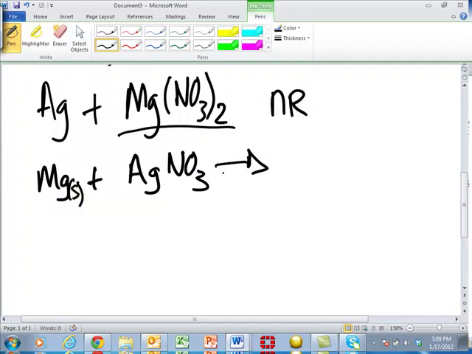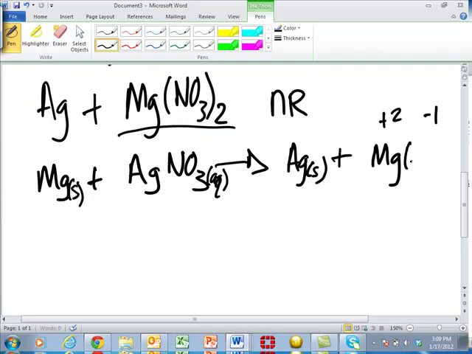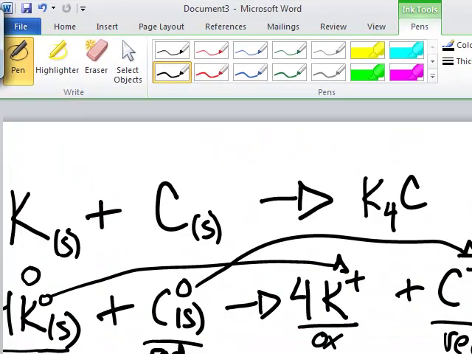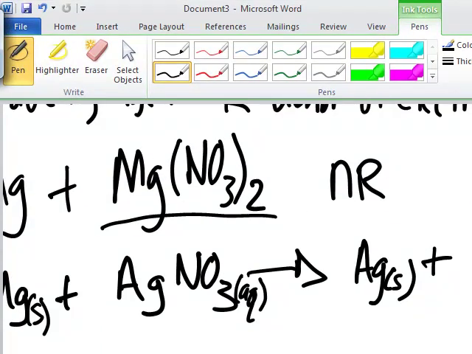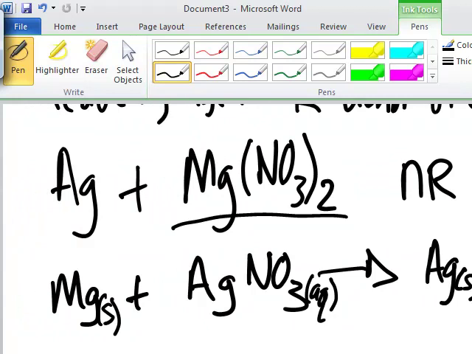so we start with solid magnesium here and an aqueous solution here. We end up with solid silver, because we know it's solid at room temperature when it's by itself, plus magnesium nitrate. Now magnesium is a +2, nitrate's a -1, so we're going to need 2 nitrate ions to balance it. Okay, so right now we have an unbalanced molecular equation or formula equation. To balance it, I see I've got 2 nitrates here and only 1 here. So I need a 2 here.